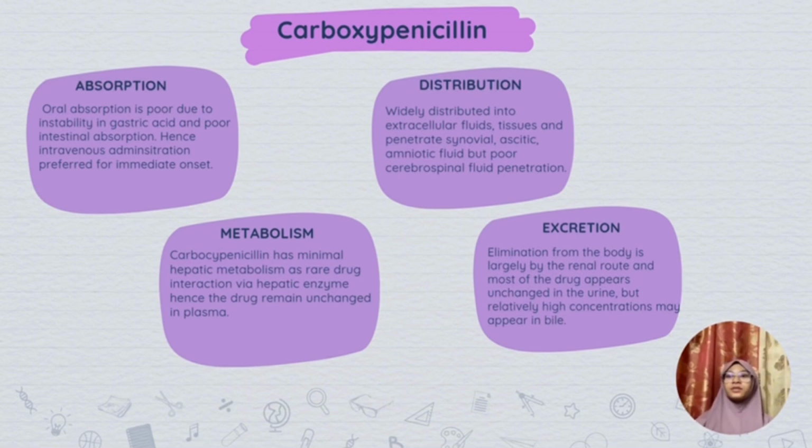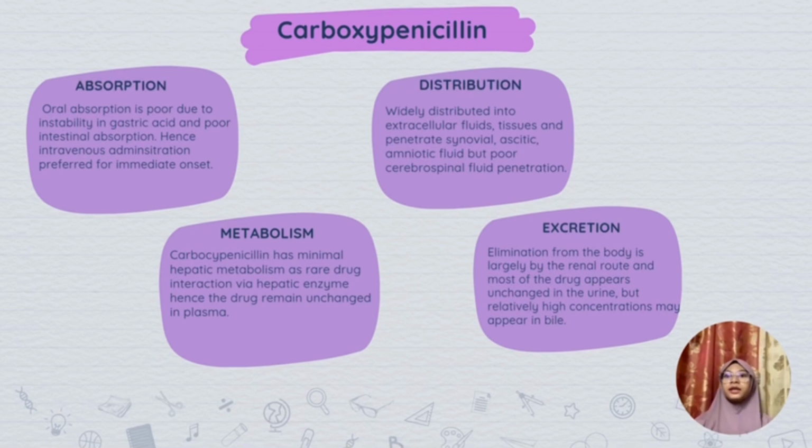Absorption. Carboxypenicillin is poorly absorbed when taken orally because it is unstable in stomach acid and poorly absorbed in the intestine. Distribution. Once in the bloodstream, the drug spreads widely into extracellular fluid and tissue. It can reach synovial, ascitic, and amniotic fluid, but it does not penetrate the cerebrospinal fluid well, so it is less effective for brain infection.